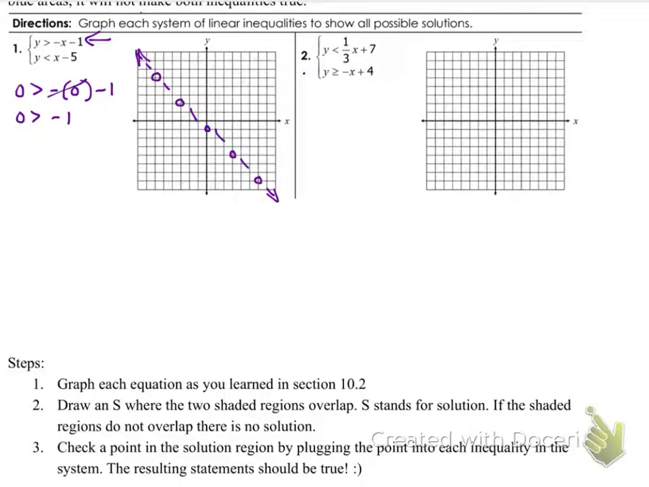Is 0 greater than negative 1? Absolutely. So I'm going to shade on this side of the line for that one. And now I need to go through and do that for my next equation down here. So we got this one going on. I need to plug in some points, plot some points, and my slope is 1.